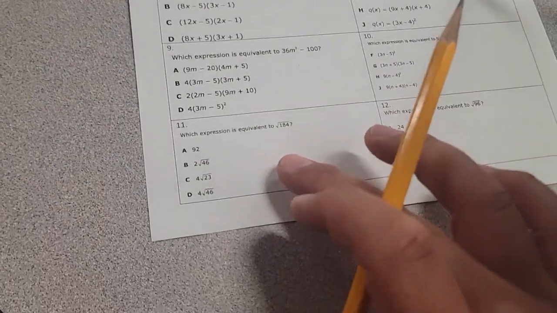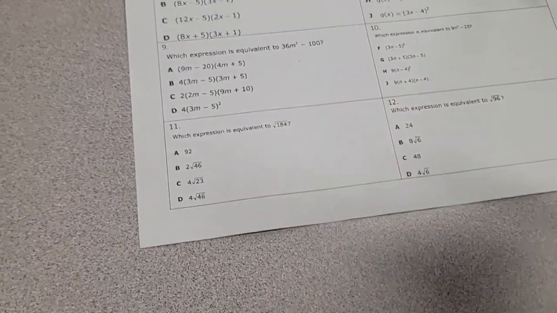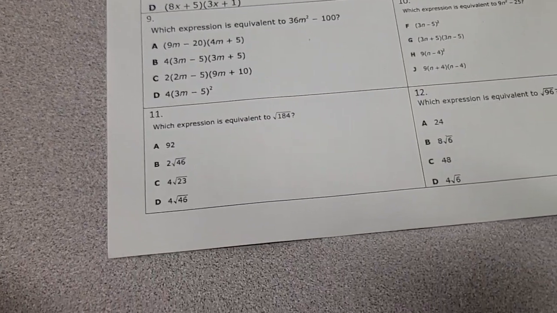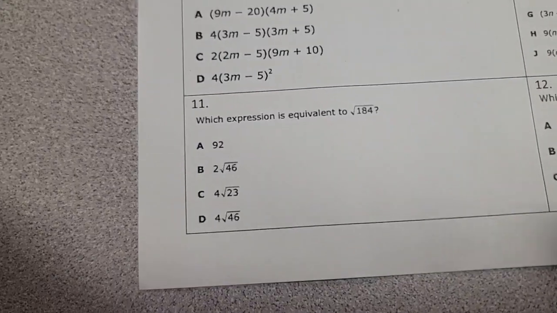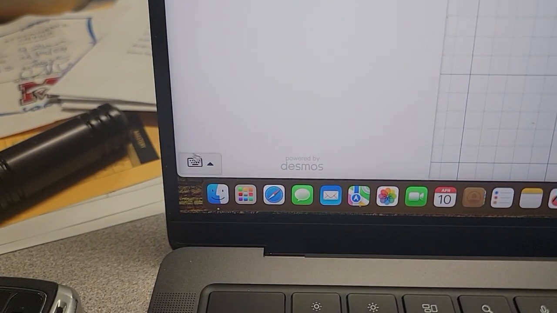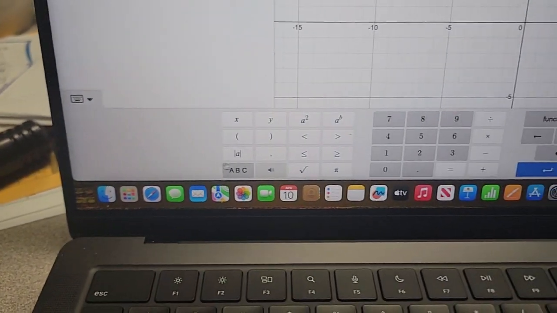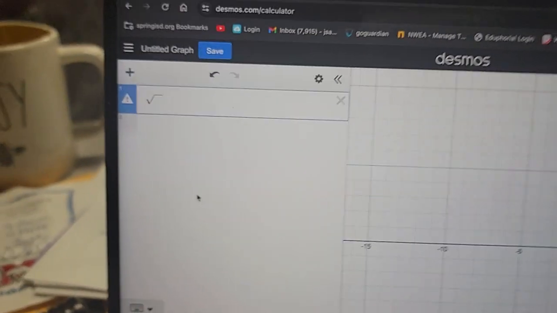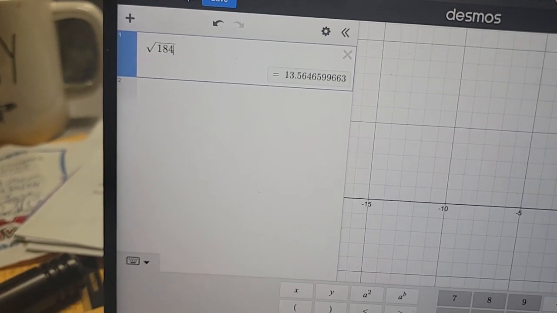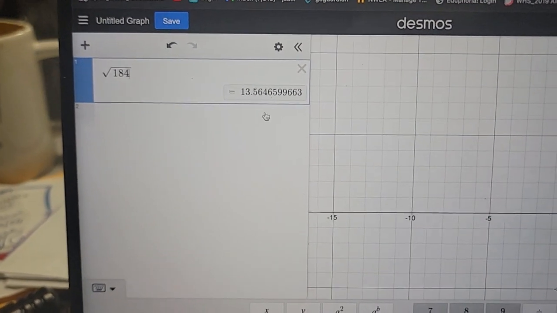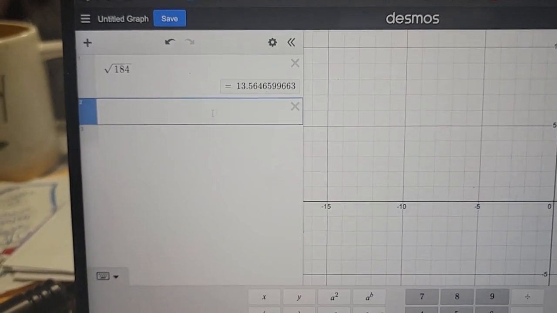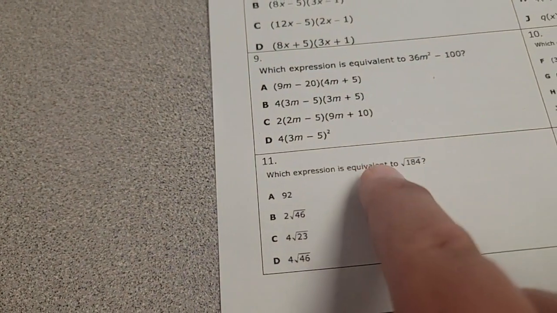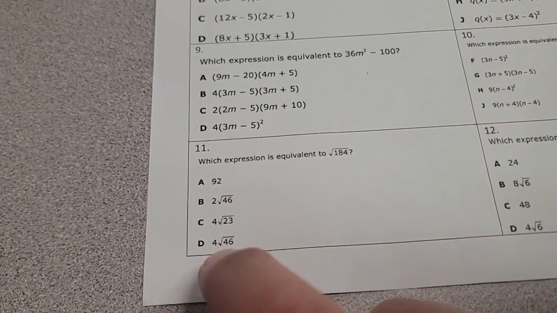Now this one's a little bit confusing, where it has this little symbol. I'm going to show you how to type that in. This symbol is called square root. You actually have to go to your keyboard, and that's the square root symbol right here. So the square root, and just type in 184. I have a decimal, and that decimal number has to match. Remember, equivalent means the same. It has to match one of these numbers.